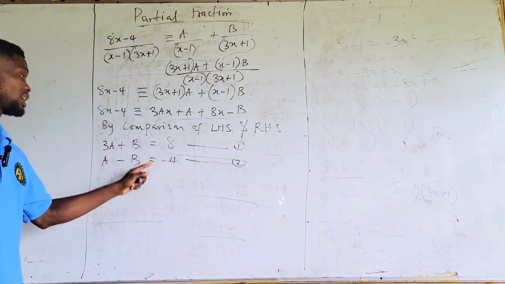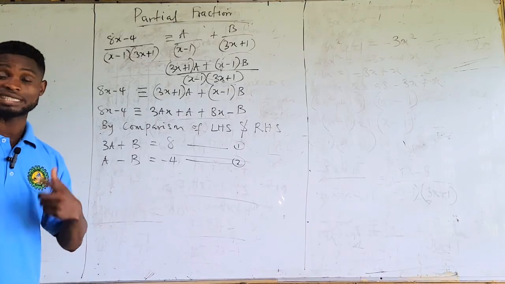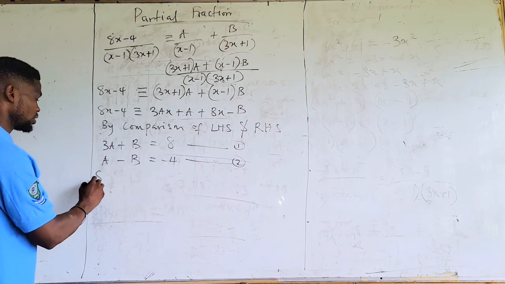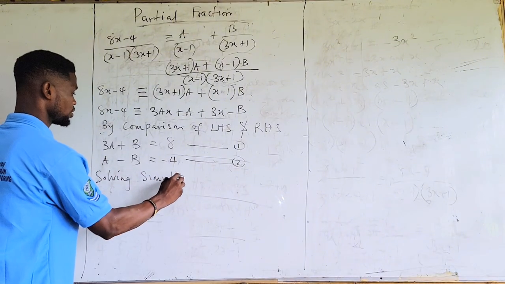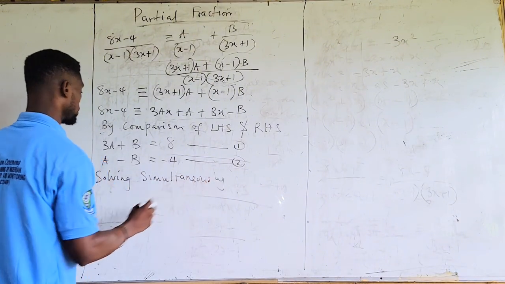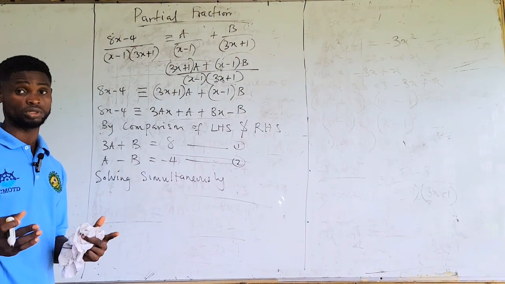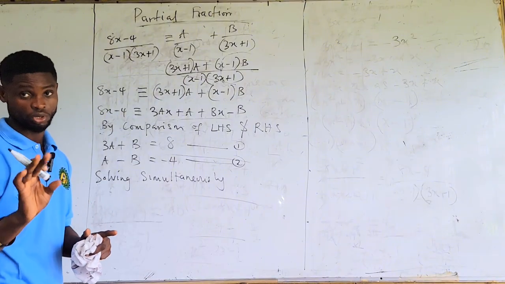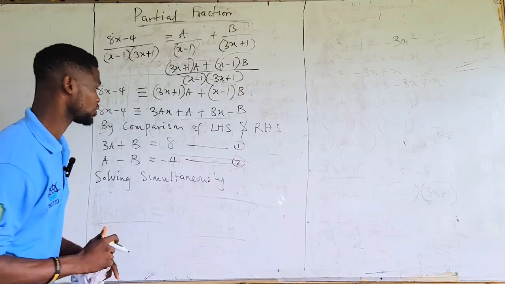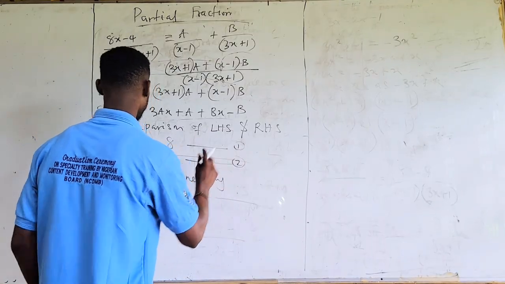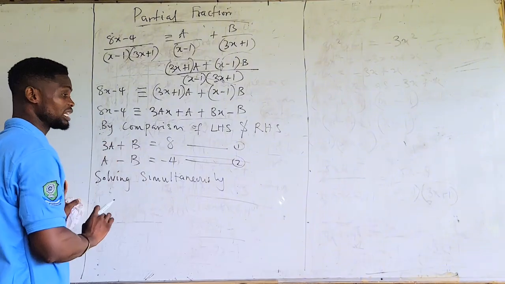Now this will automatically turn back to a simultaneous equation. So we are going to solve this equation simultaneously. There are methods of solving simultaneous equations. We have substitution method, we also have elimination, but I'm going to use elimination method. So if I use elimination method, I want to eliminate the a.